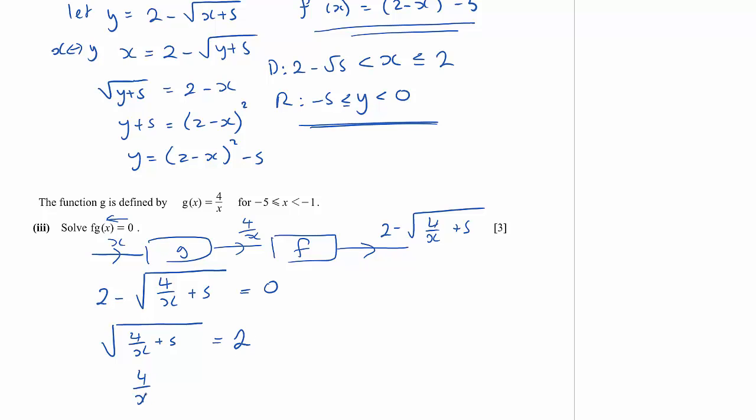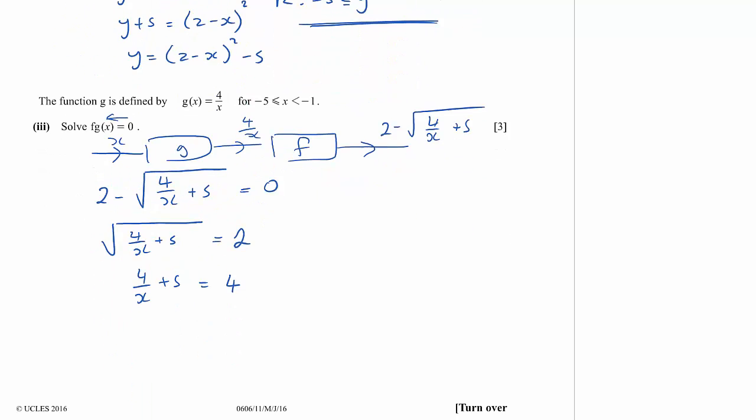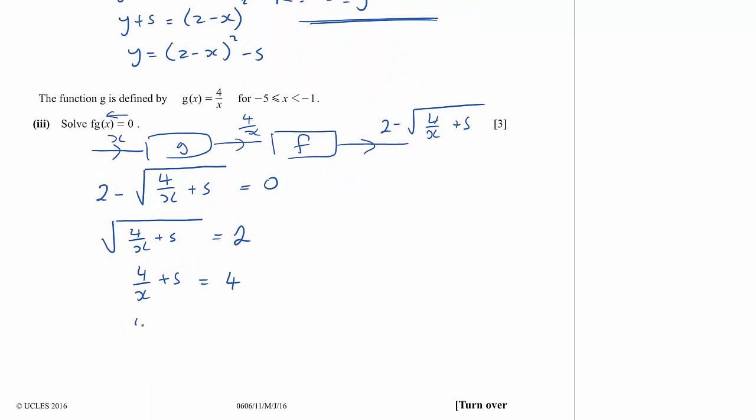So 4 over x plus 5 must be equal to 4, just squaring both sides there. So 4 over x is equal to -1, which gives us -x is equal to 4, so x equals -4.